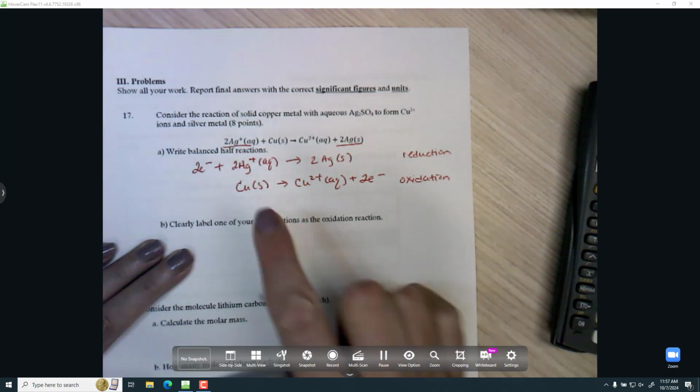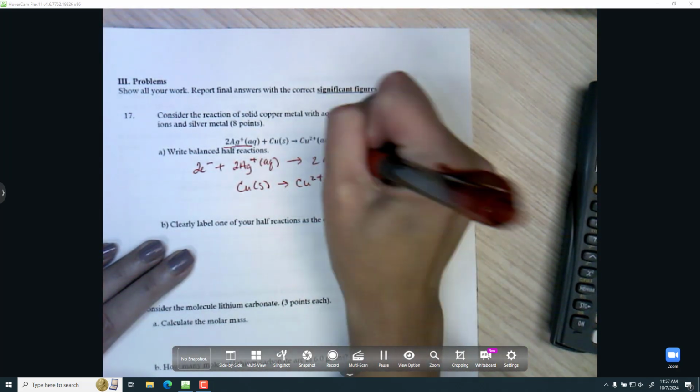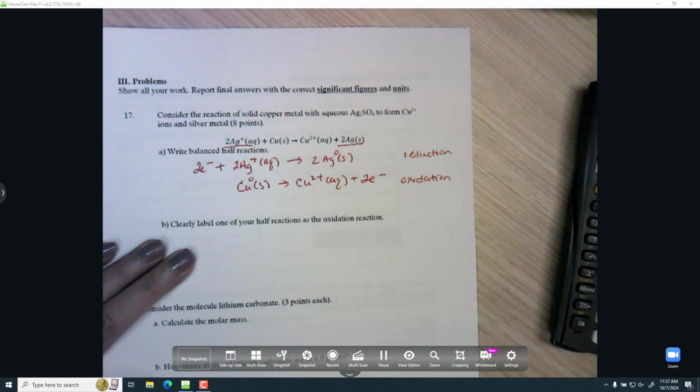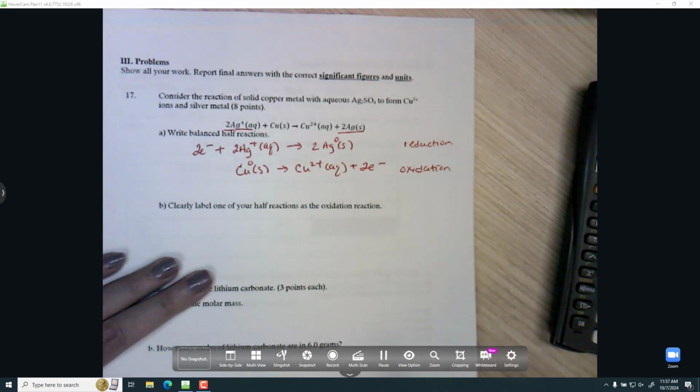The oxidation is the one where the charge went up. So it went from 0 to 2+. The reduction's where it went from 1+ to 0.